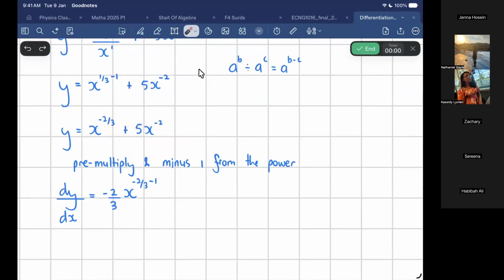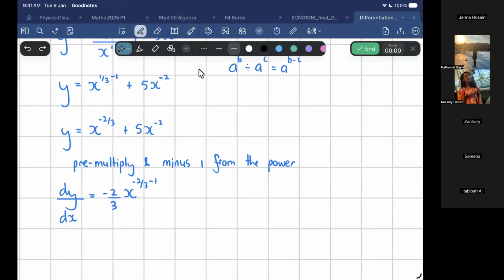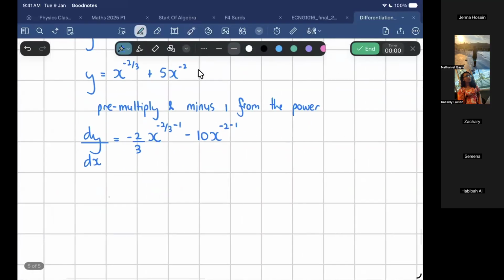So Habiba, when I say pre-multiply, I mean that we're gonna multiply this entire thing by whatever the power is. So we have 5x to the power negative 2. The number here is plus 5 and the power is negative 2. So we're going to multiply 5 by negative 2. 5 by negative 2 is negative 10. And then we're going to take away 1 from the power, so minus 2 minus 1. So that's going to be minus 2 over 3.